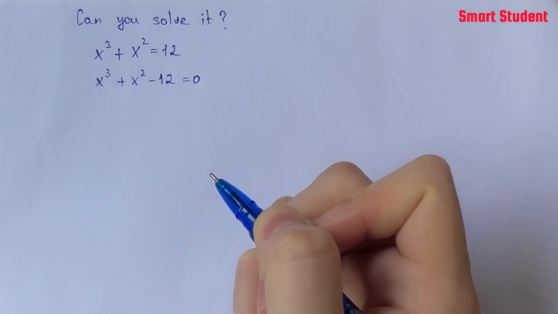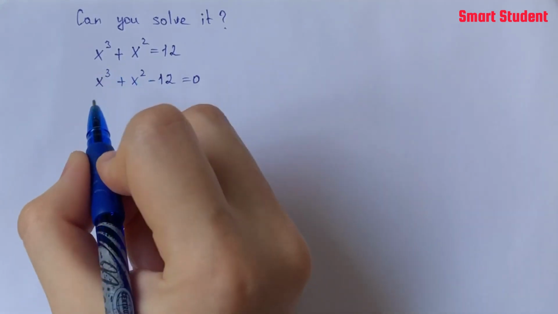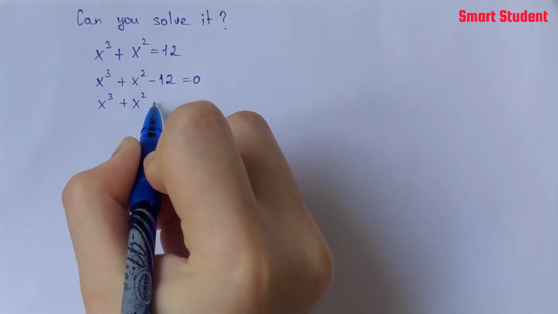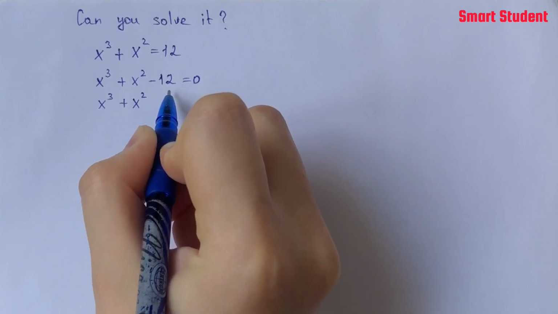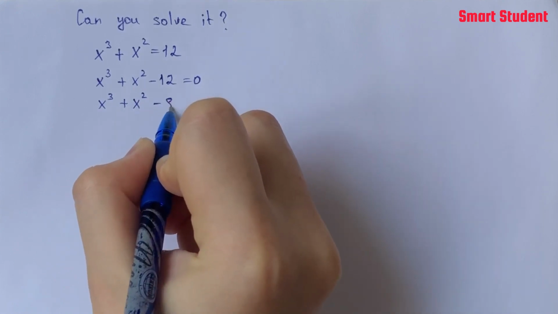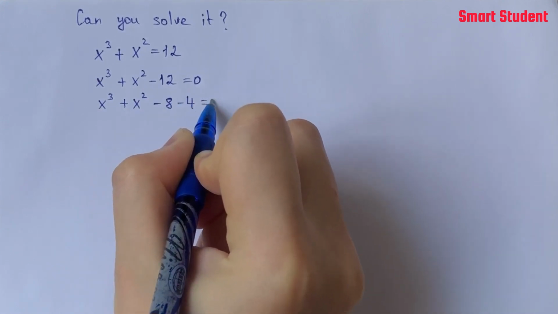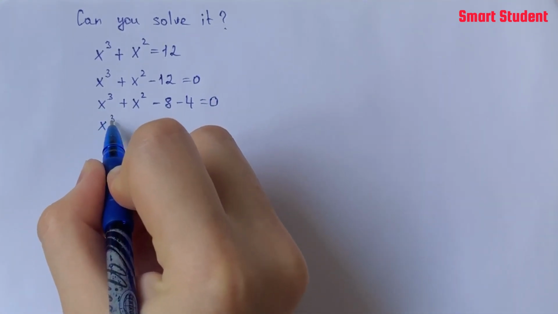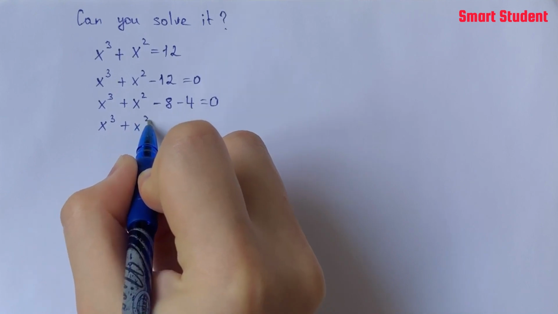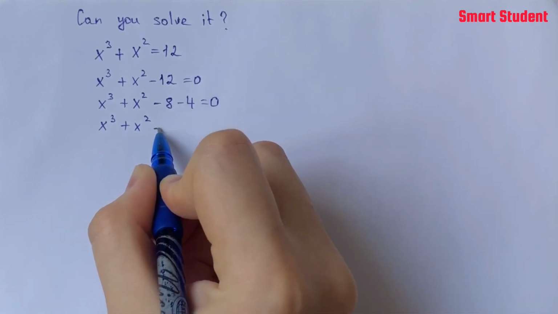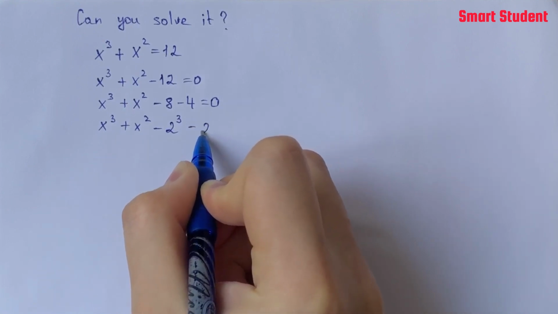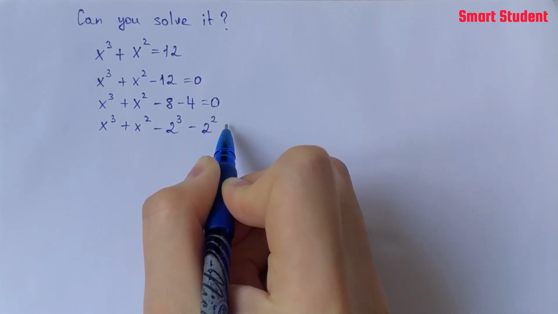As we have an exponent 3 here, that is x cubed, and the exponent 2, which is x squared, I can rewrite this minus 12 like minus 8 and minus 4. This here is still minus 12. So we will have x cubed plus x squared minus this 8, I can rewrite it as 2 cubed, minus this 4, I'll rewrite it as 2 squared, and this is equal to 0.